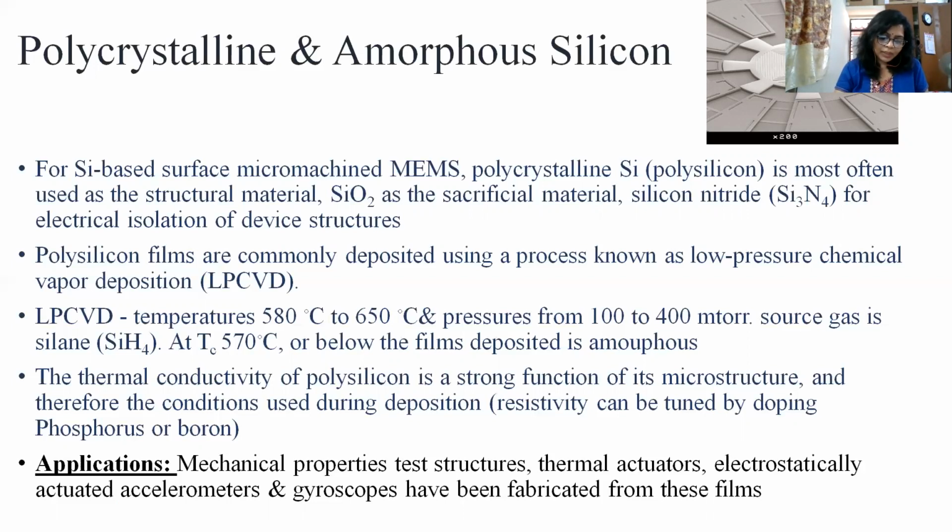We can tune the electrical properties by doping polycrystalline silicon with boron and phosphorus. It is relatively easy to dope, as in polycrystalline silicon there are grain boundaries that are the centers to nucleate.